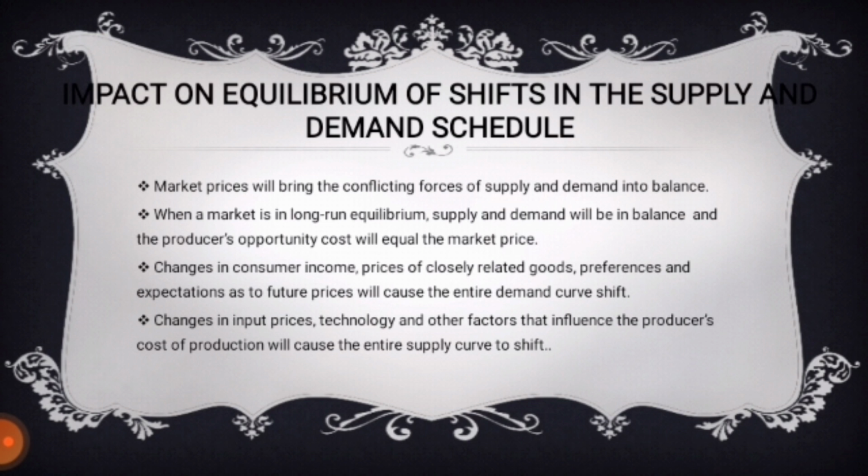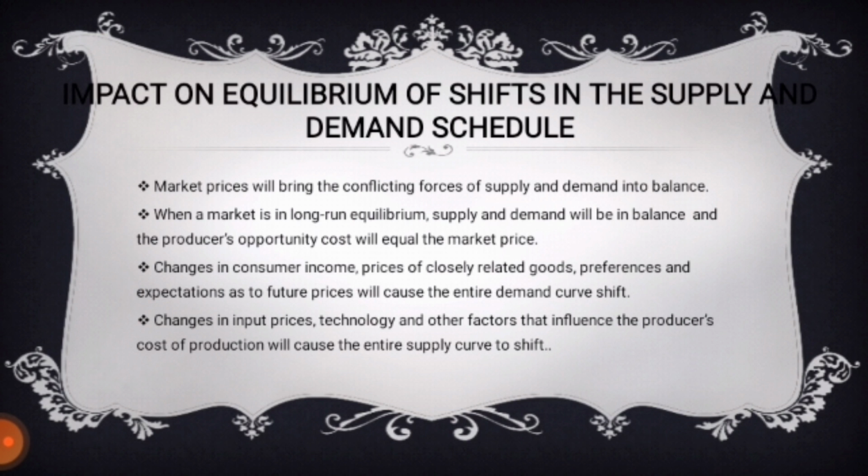First is market prices will bring the conflicting forces of supply and demand into balance. If the quantity supplied to the market by producers exceeds the quantity demanded by consumers, price will decline until the surplus is eliminated. On the other hand, if the quantity demanded by consumers exceeds the quantity supplied by producers, price will rise until the shortage is eliminated.